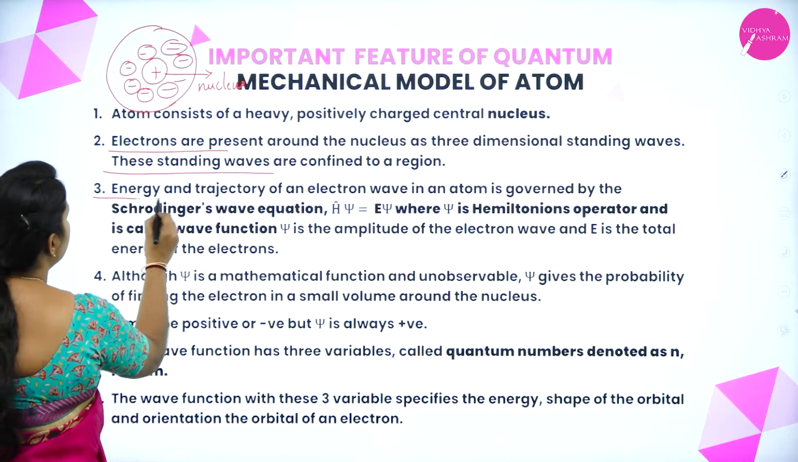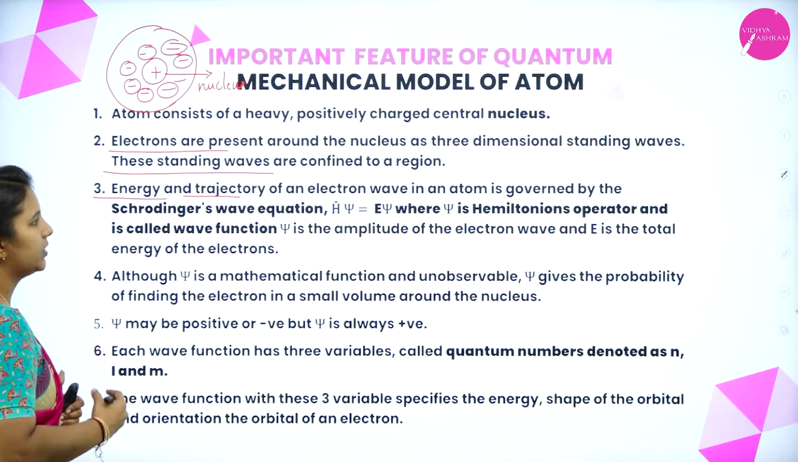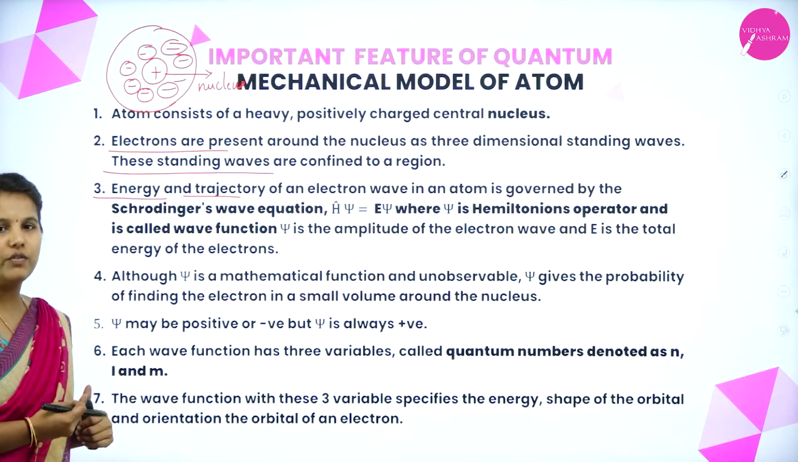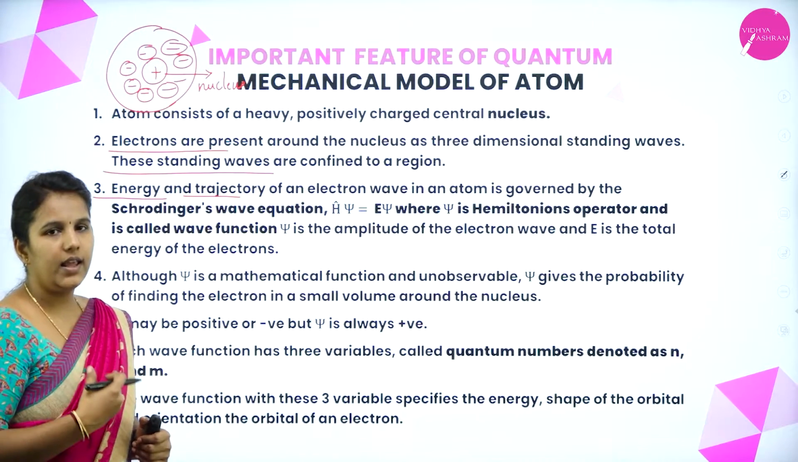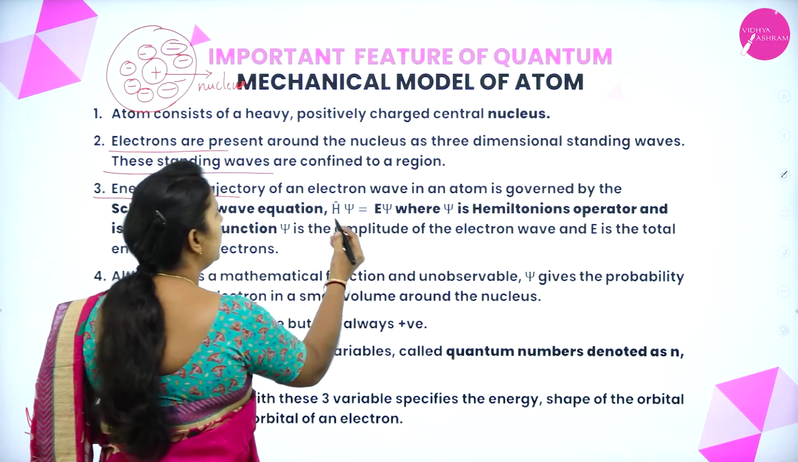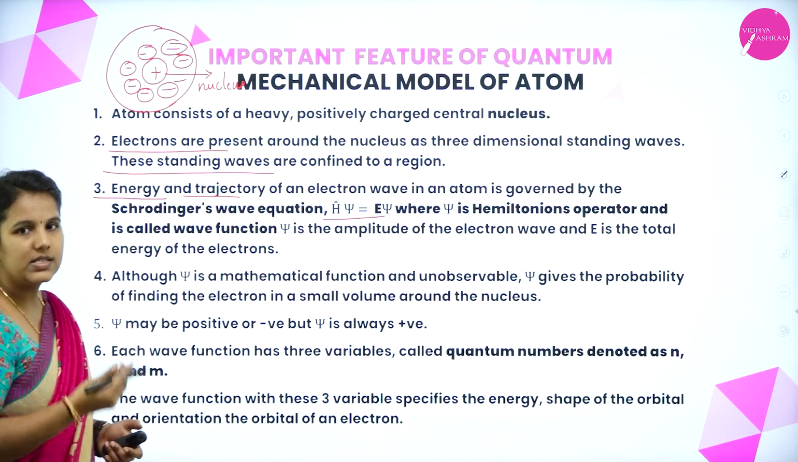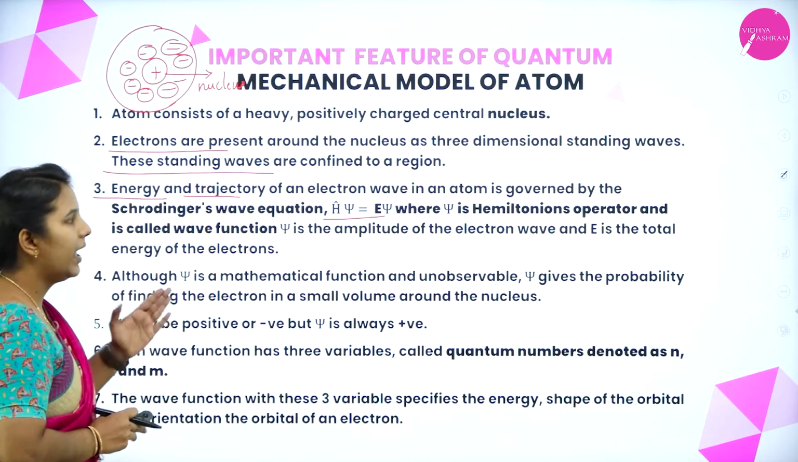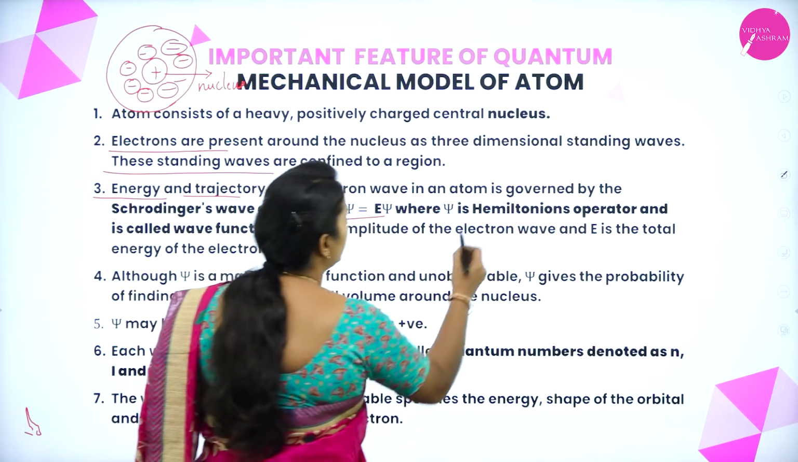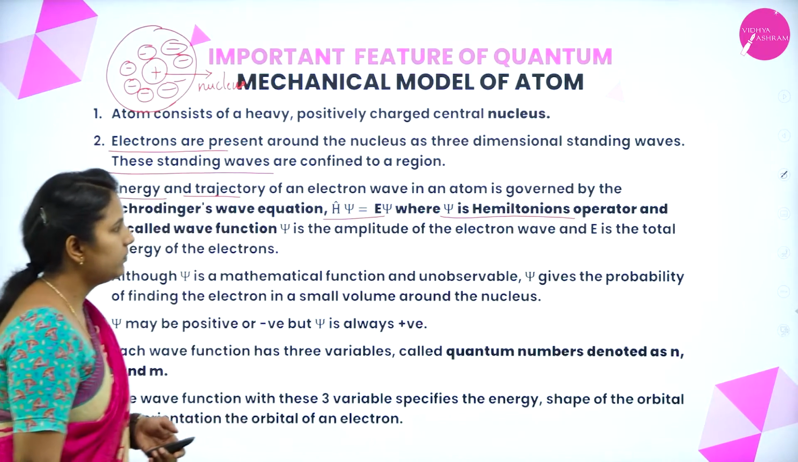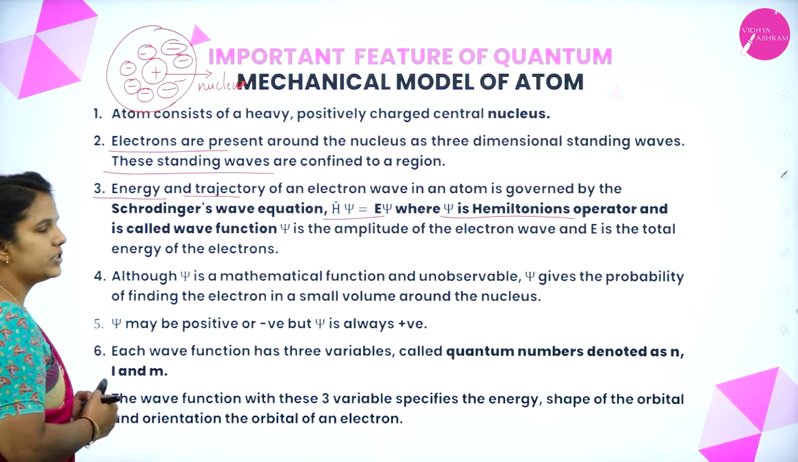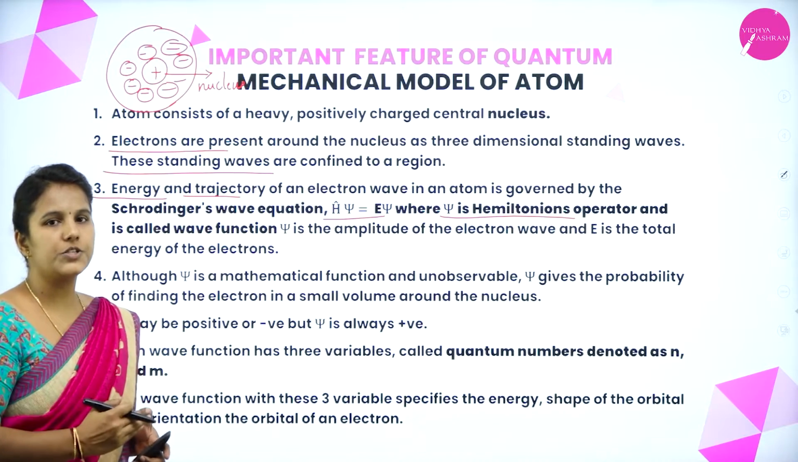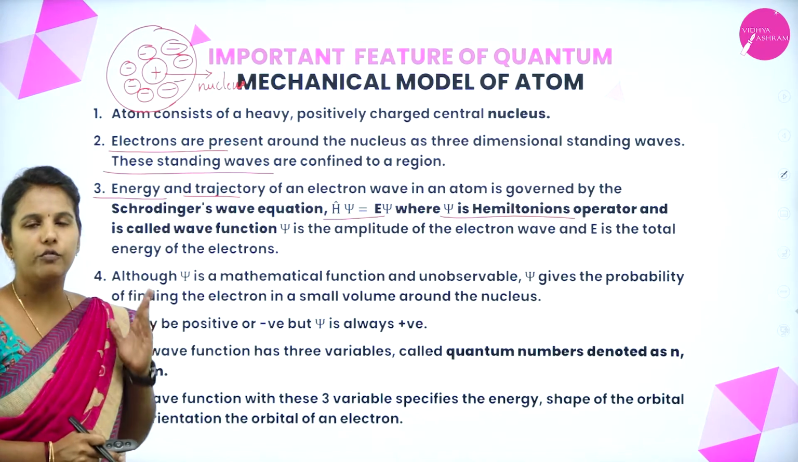Then the energy and the trajectory of an electron wave in an atom are given by the Schrödinger wave equation, that is H psi equals E psi, where psi is a wave function, E is the total energy of the electron, and H is the Hamiltonian operator. Remember, according to this, we are dealing with the main important postulates of the quantum mechanical model of an atom.